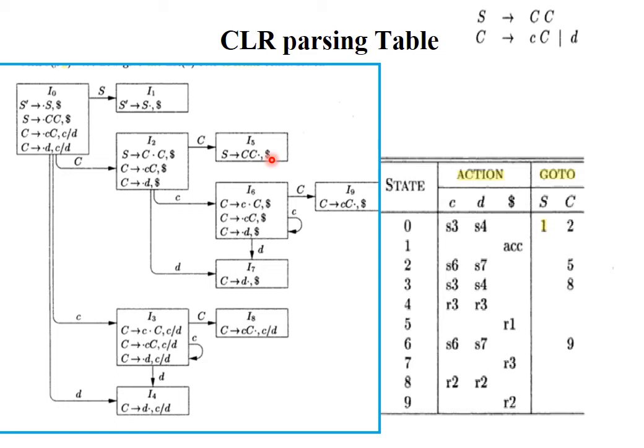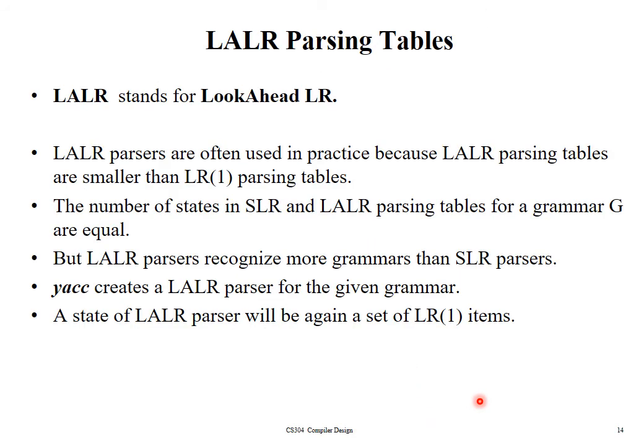Third case is R3, C gives d dot. It ends in I4 and also in I7. Even though the lookaheads are different, the core is the same. So under 4 and 7, we have to write R3 under small c, small d, and dollar. So 7 under dollar R3, then 4 under small c and 4 under small d, R3. Then we have to find where we write the accept. That is the initial augmented production S dash gives S dot, which ends in I1. So 1 under dollar we write accept. So this is how we can construct a CLR parsing table.